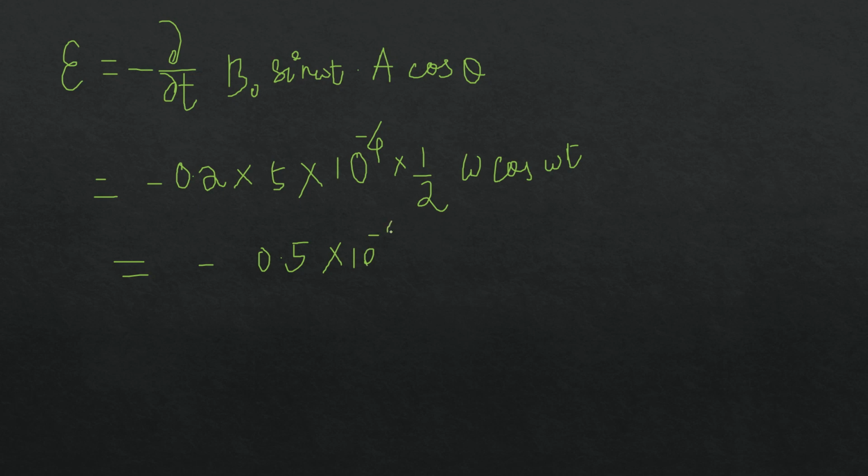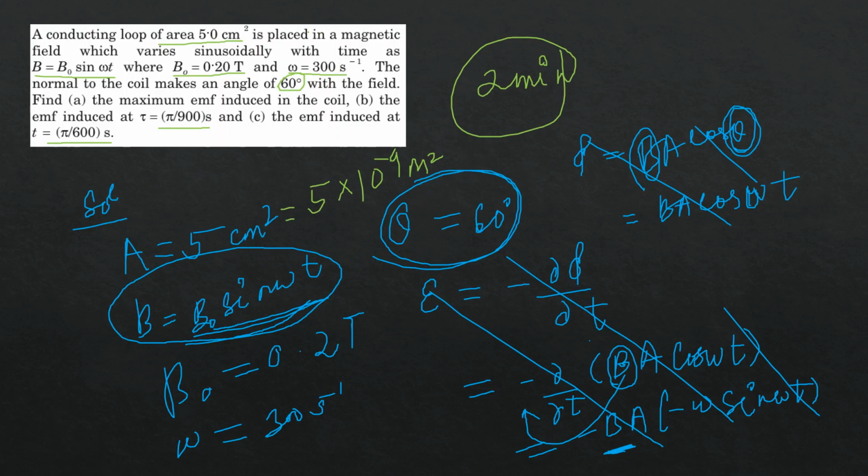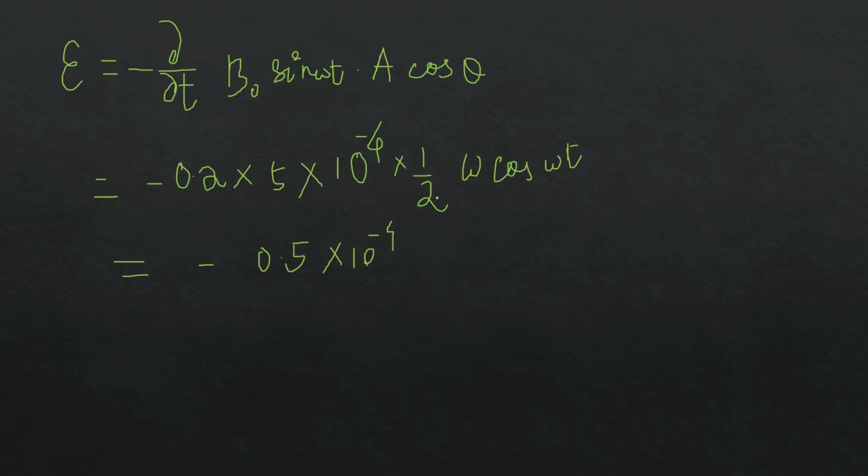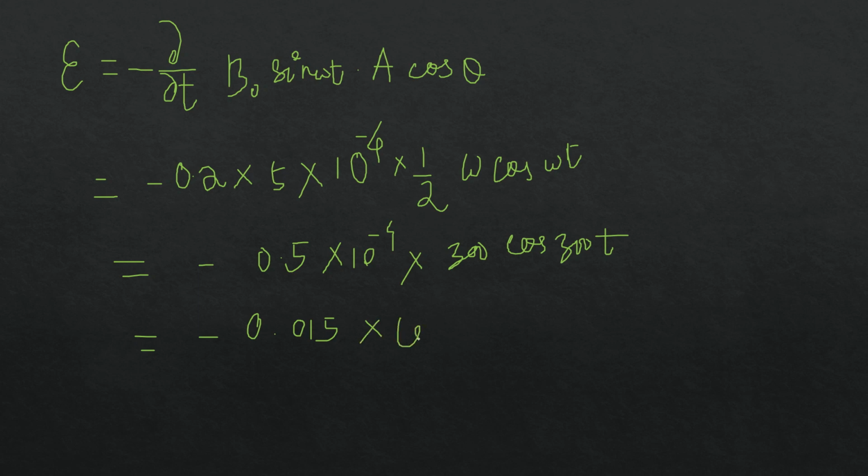What is omega given in the question? Omega is 300, isn't it? So put the value of omega as 300, and cos 300 into t. So 300 into 0.5 becomes how much? It's 150, yeah, 150 into 10 to the power minus 4. That should be 0.0150, into cos 300t. It will remain like this.